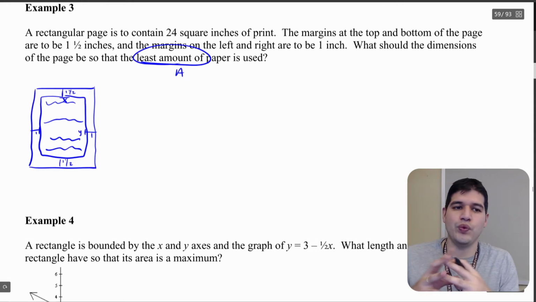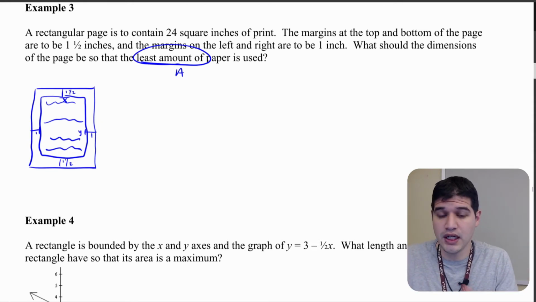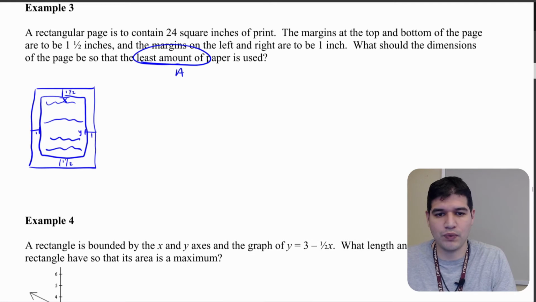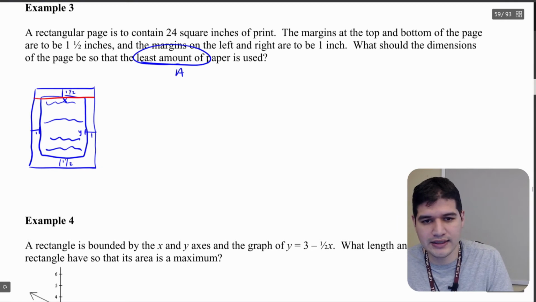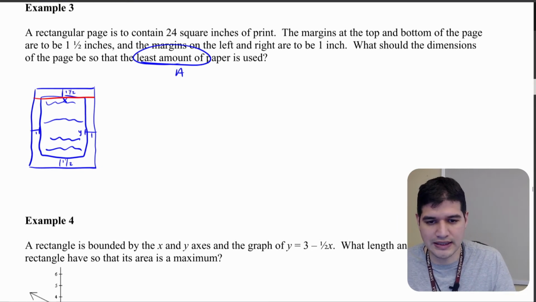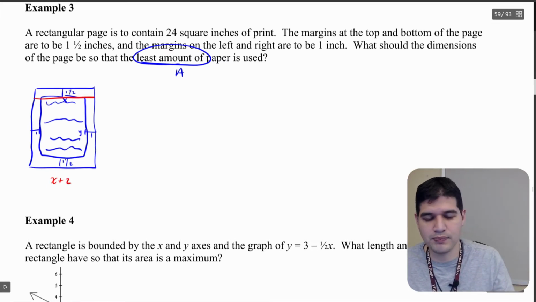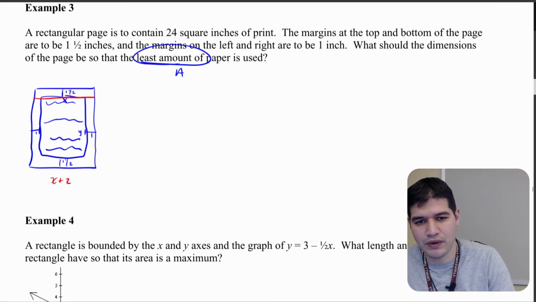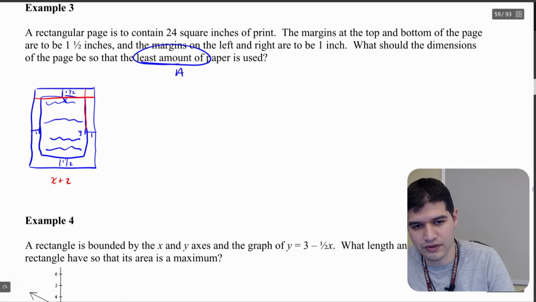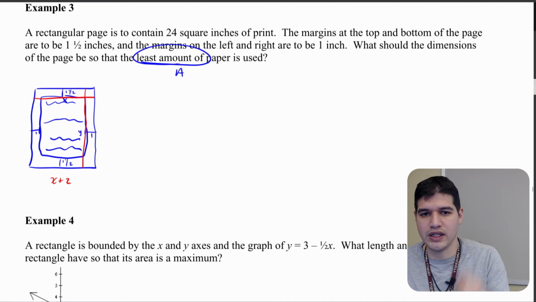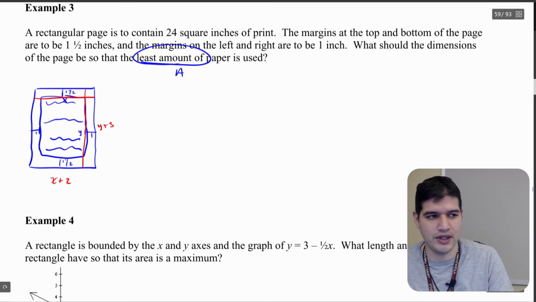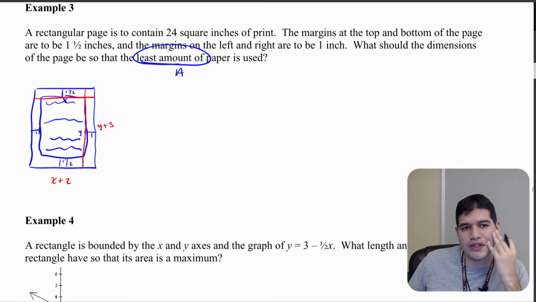So we want to solve for the outer part of the page. If I were to do all of the X, all of this part here, I can measure that as X plus 1 plus 1. So that's X plus 2 going across the top and across the bottom. And on the sides, if I measure all the way from the top to the bottom, that's Y plus 1.5 plus 1.5. So Y plus 3. We know that we have the 24 square inches.